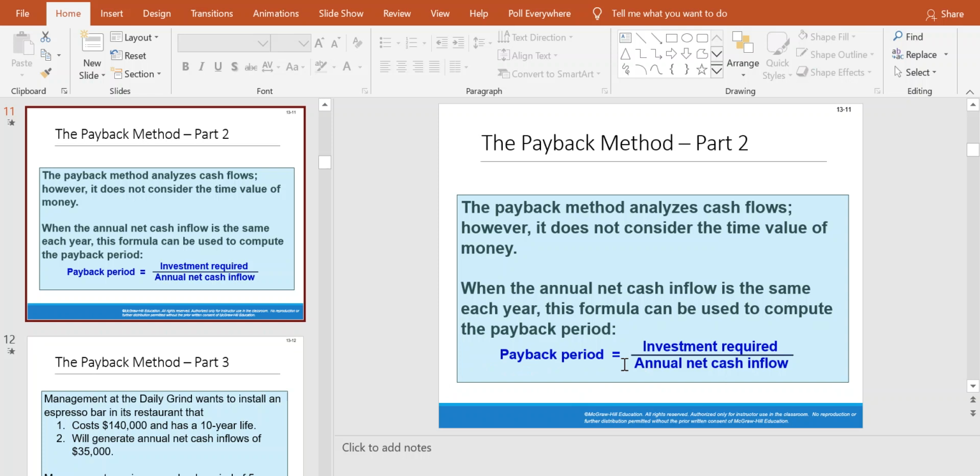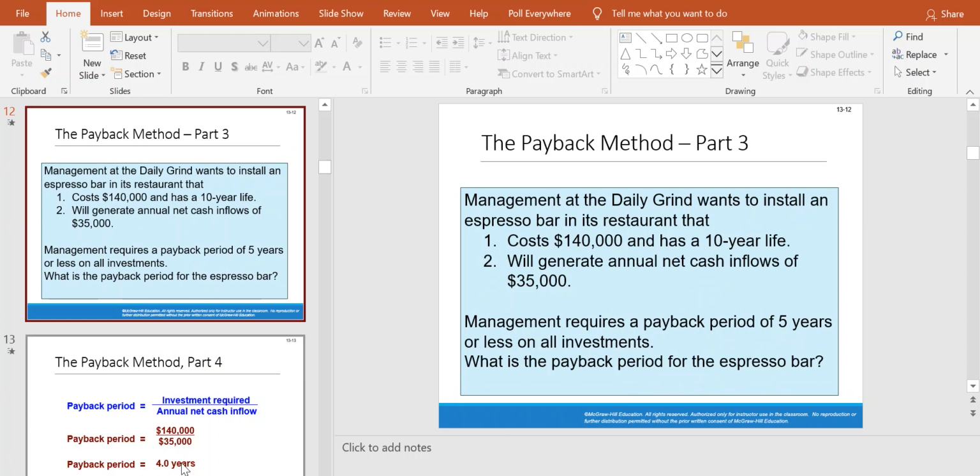We want the payback period to be the investment that we are required to make in the project divided by the annual net cash inflow. As an example, here is a calculation. The management at the Daily Grind wants to install an espresso bar in its restaurant that costs $140,000, has a 10-year life, and will generate an annual net cash inflow of $35,000. They require a payback period of 5 years or less on all investments. What is the payback period on this one?